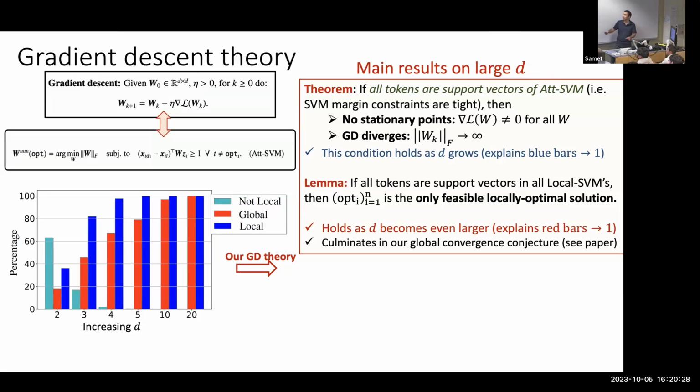So this is the geometric behavior: as D increases, we connect the increasing D to the proliferation of support vectors, which means everybody is a support vector of each other when we solve the problem. By all-token support vector, I mean that there is no strict inequality when you solve it. It is all equality, basically.